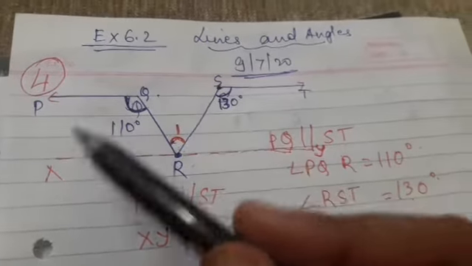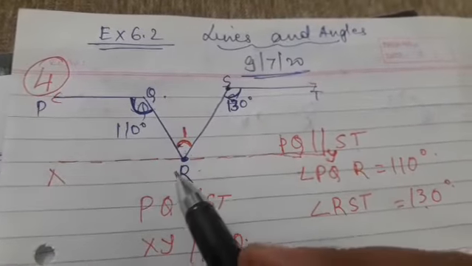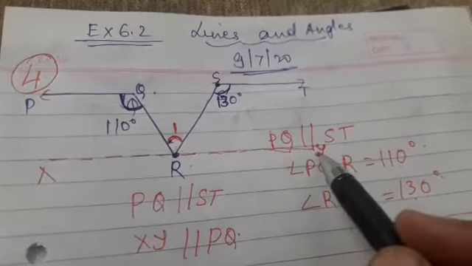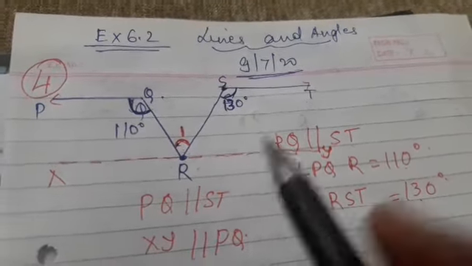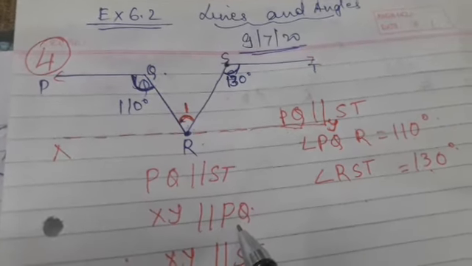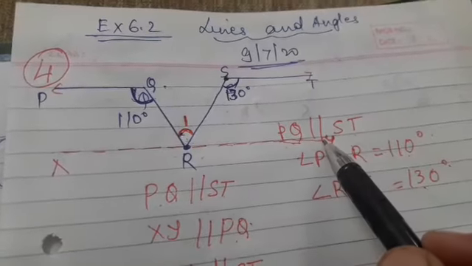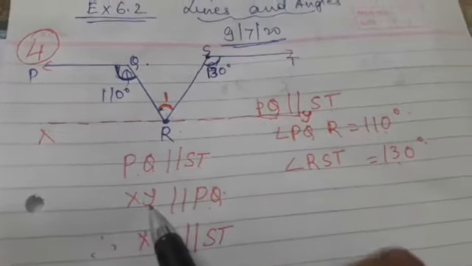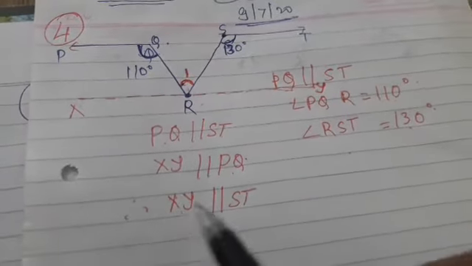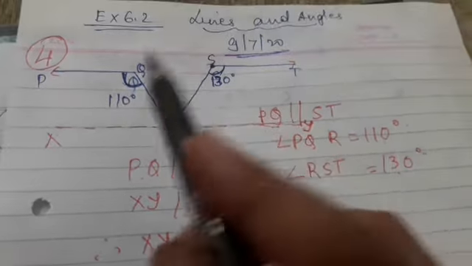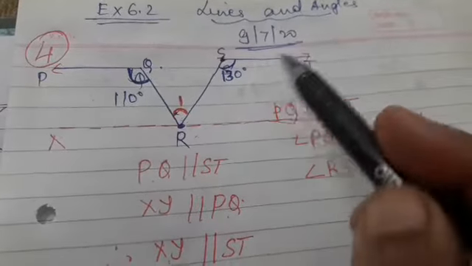Now to complete the solution for this diagram, we have to draw a line XY, which I have shown here with the red pen. XY, we construct a line parallel to PQ. Now PQ is parallel to ST, it is given to you. We construct a line XY parallel to PQ. So therefore with these two relations we will understand that XY is parallel to ST. PQ is parallel to ST, XY is parallel to PQ, and therefore XY will be parallel to ST.